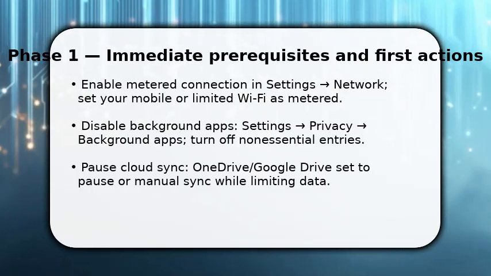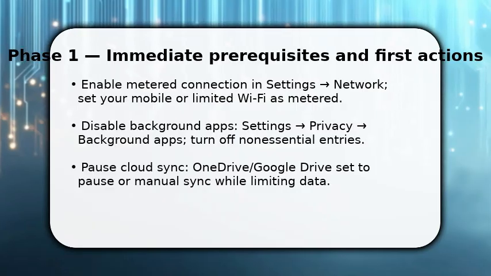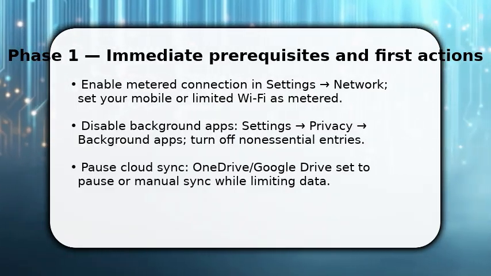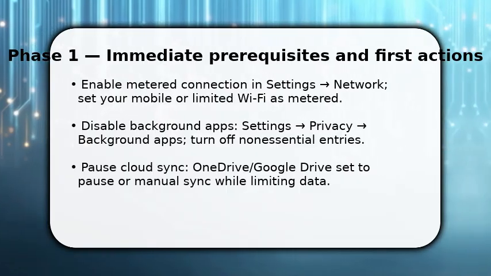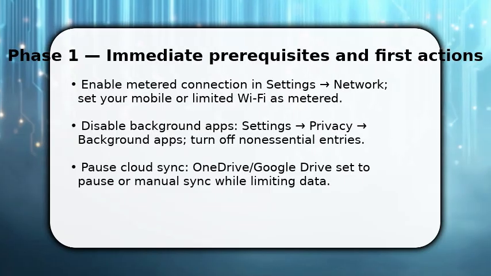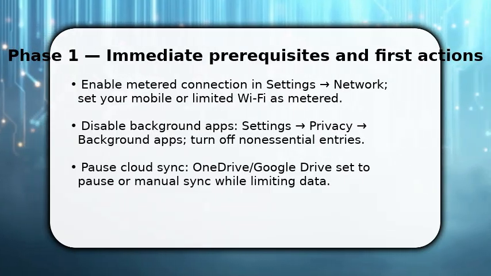You already have admin access and the limited network. Start now by setting the connection as metered. Open Settings, select Network, choose the active adapter and flip on Metered Connection. This forces Windows to defer many updates and background downloads.